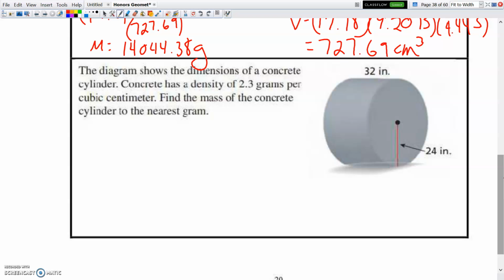All right, the diagram here shows the dimensions of a concrete cylinder. This concrete has a density of 2.3 grams per cubic centimeter. Find the mass of the concrete to the nearest gram.